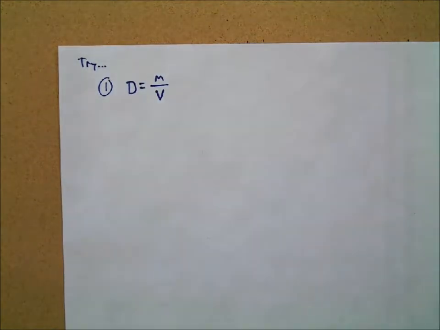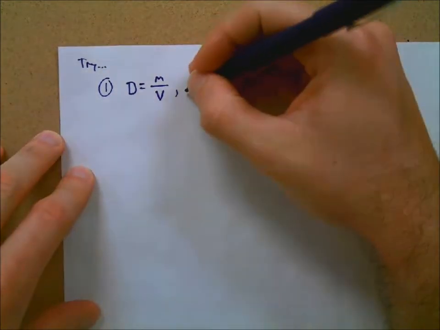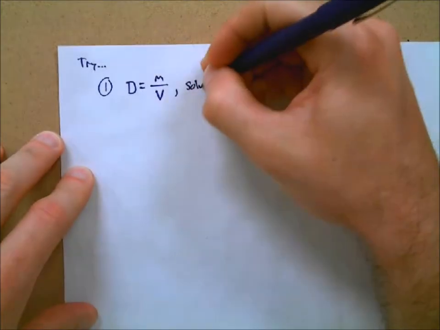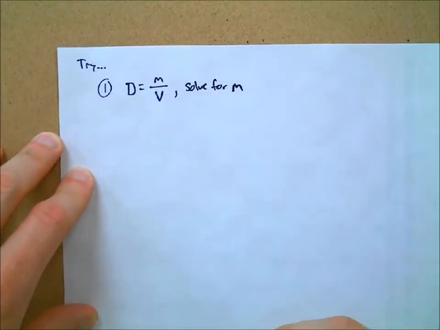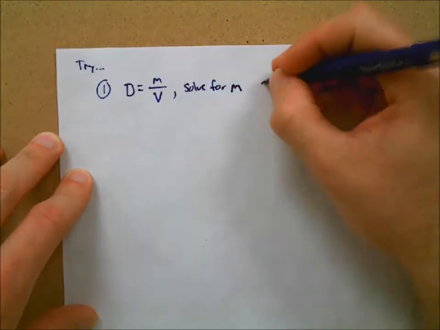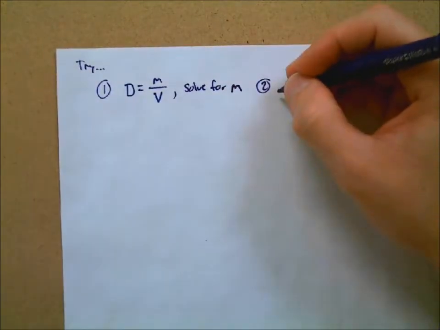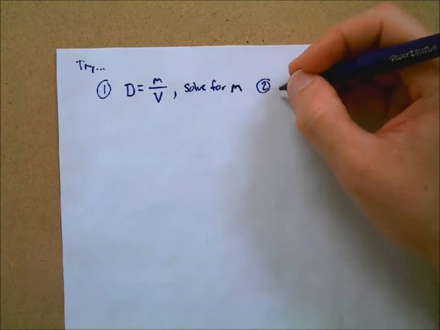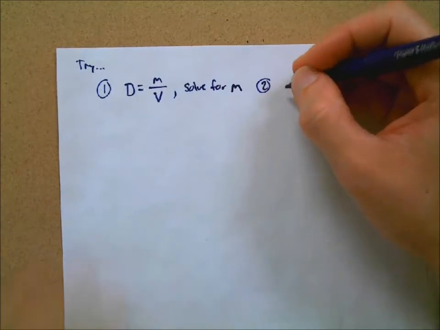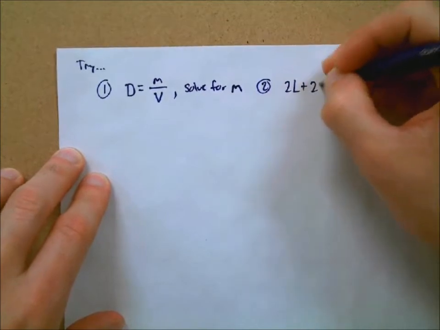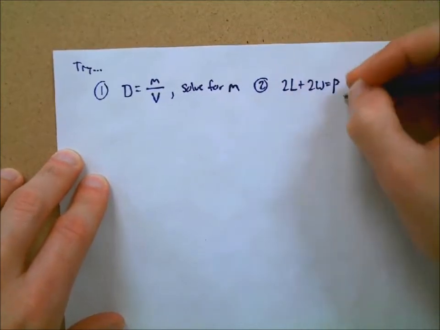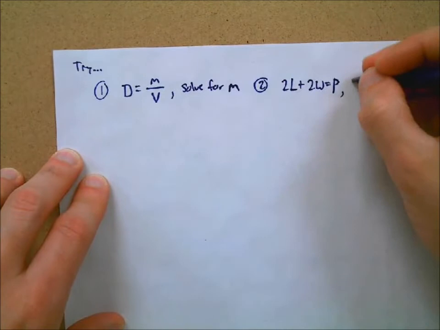Okay. So we're going to solve this one for M. Then I'm going to give you something different, I don't want to make it too crazy here. How about number 2? 2L plus 2W equals P. And I want you to solve that for L. I should write that here.